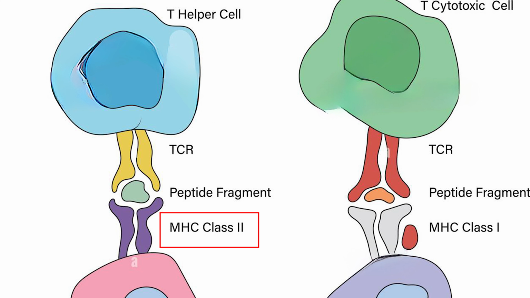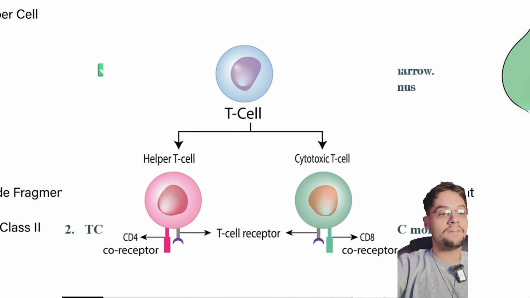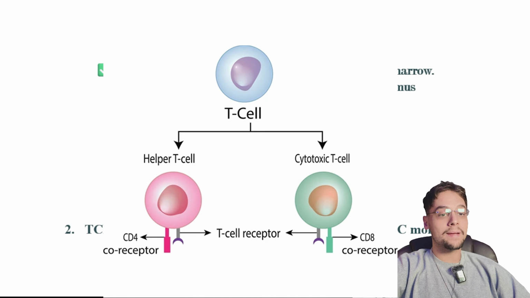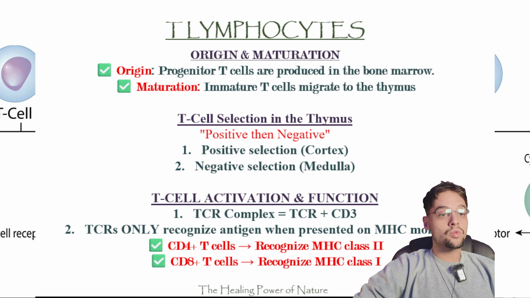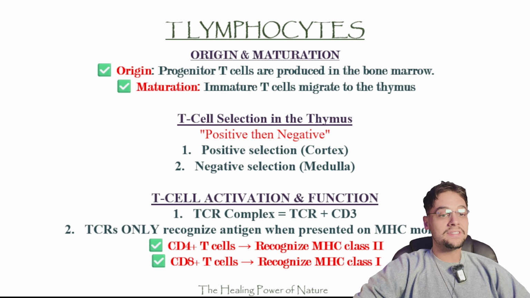CD4 positive T cells recognize MHC class II, found on antigen-presenting cells like macrophages, dendritic cells, and B cells. CD8 positive T cells recognize MHC class I, which is found on all nucleated cells and platelets. Remember that viruses downregulate MHC class I to escape CD8 positive T cells.